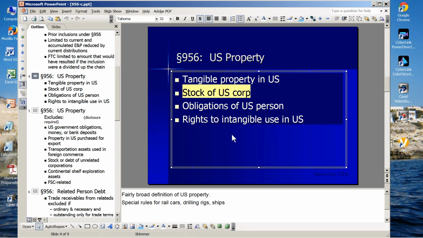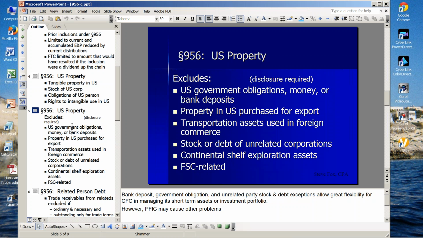Now you say, okay, that seems to be fairly broad if we just go stock of a U.S. corporation. What if they invest in General Electric? Well, that's permitted. Excuse me. There are some exclusions from Section 956, and they're listed here. The key exclusions are cash, bank deposits, and unrelated party stock and debt. So these are things that, just because it's in the U.S. and you might think it's U.S. property, doesn't mean it really is for 956 purposes.